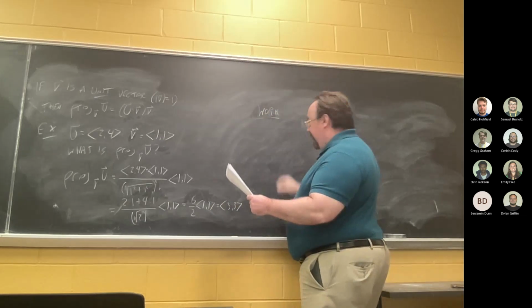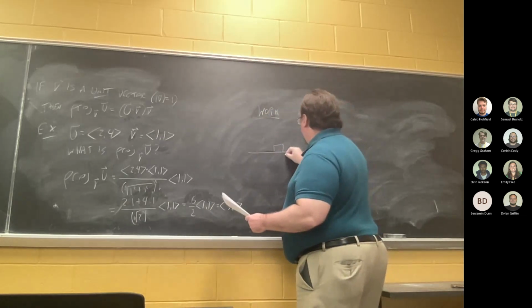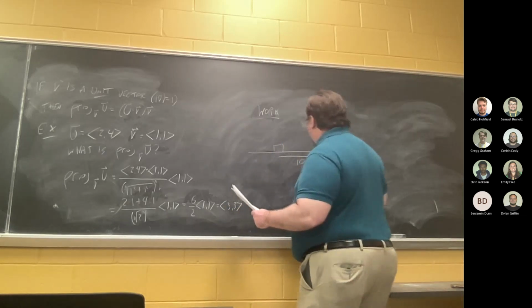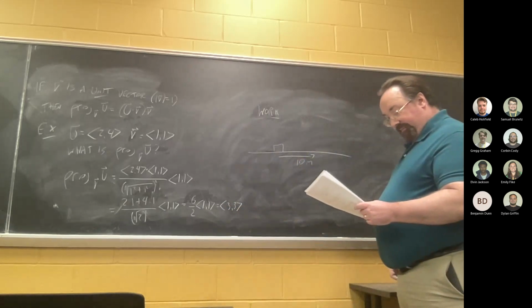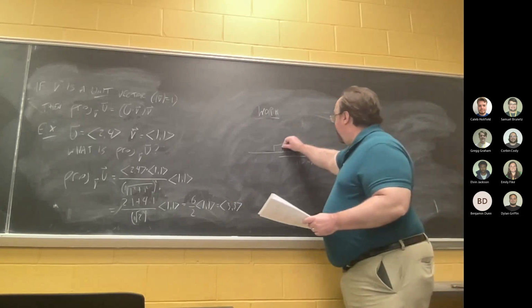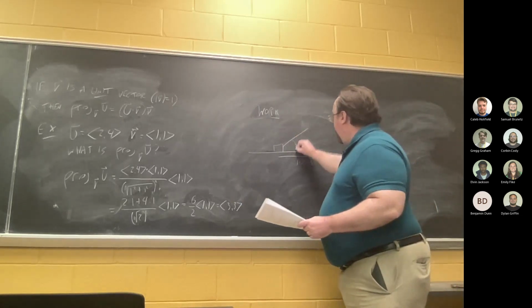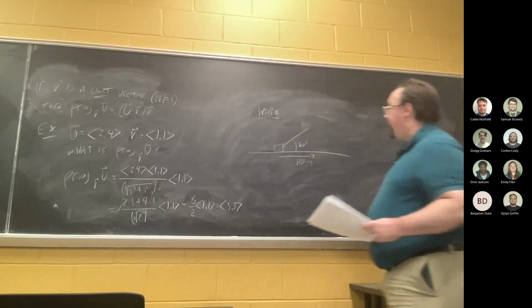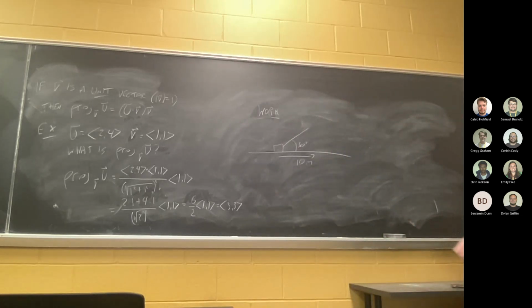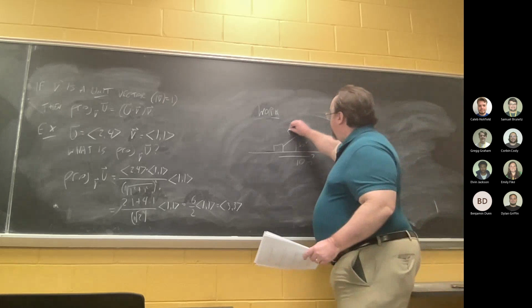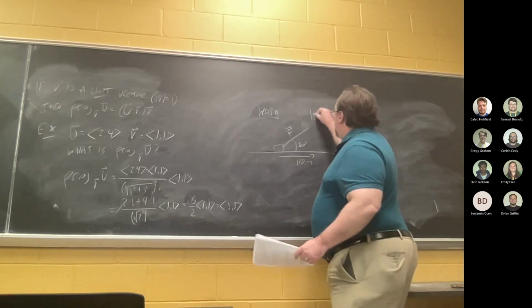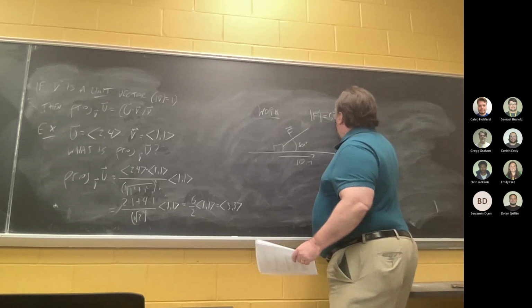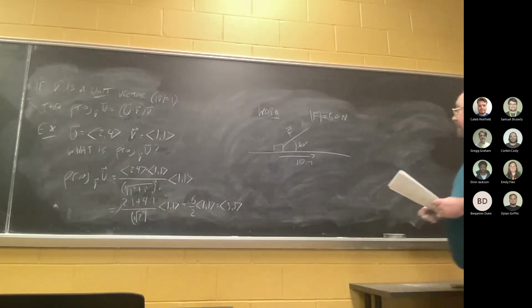Okay, so we have a box that's being pulled a distance of 10 meters, and the force that's being applied to pull it along is applied at an angle of 30 degrees. So I have a box on the ground and I'm pulling it along from this height. It gives me a 30-degree angle, and this is my force vector. The magnitude of the force is 50 newtons.